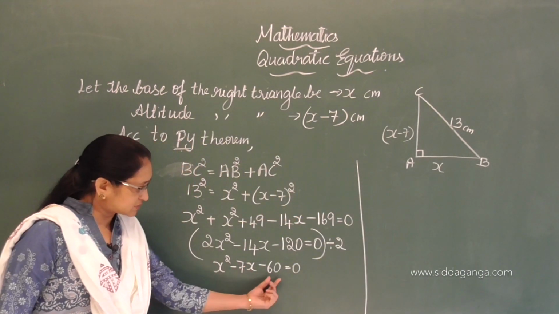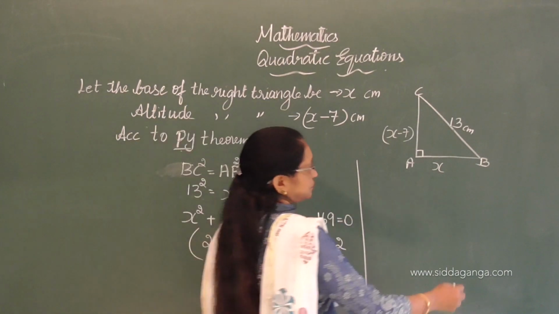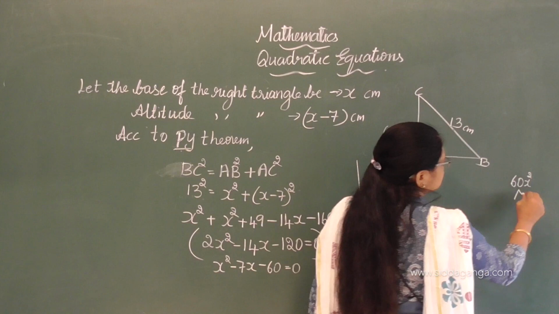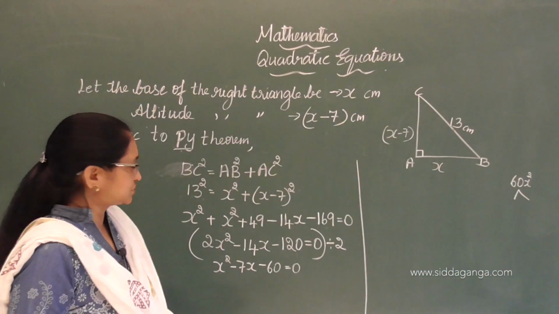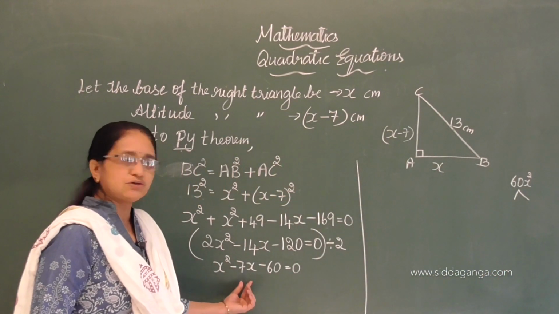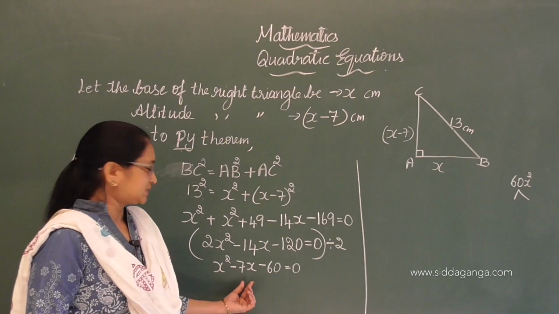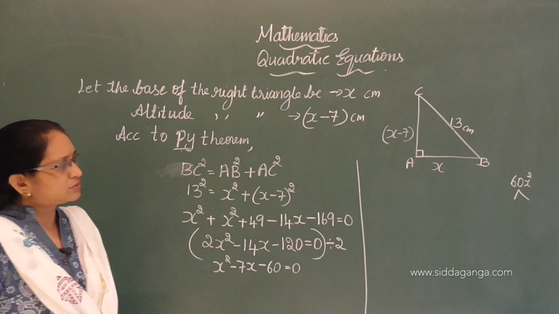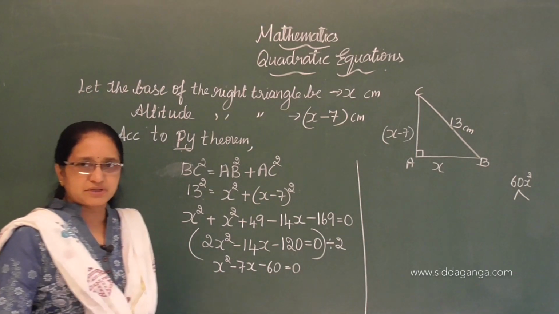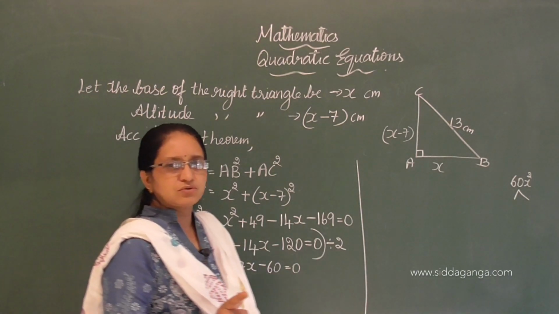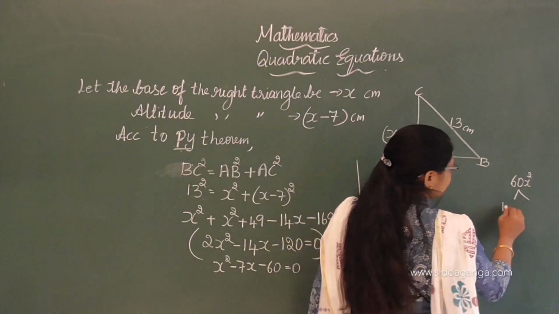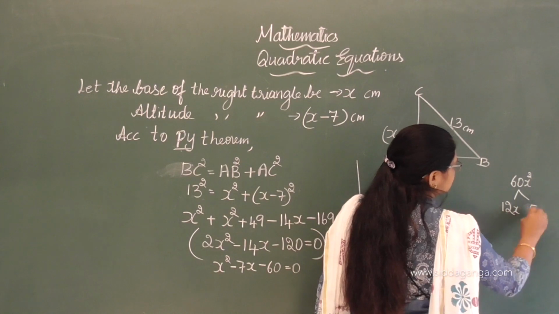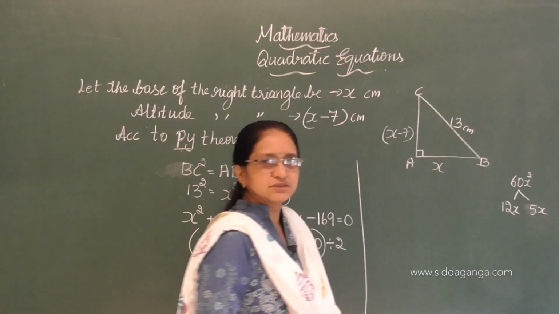Now just observe here, 60. So when we want to split 60 x square, how will you split? The condition is you should get minus 7x. So I think we can take the combination of 12 into 5. So 12 5s are 60.